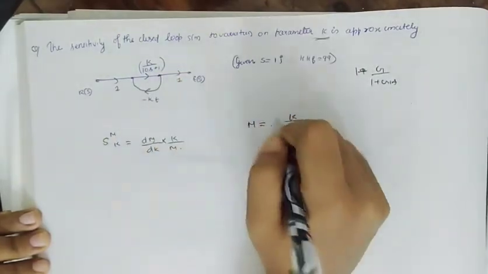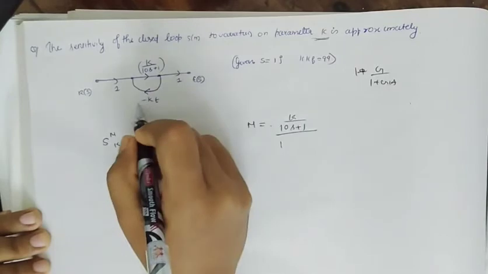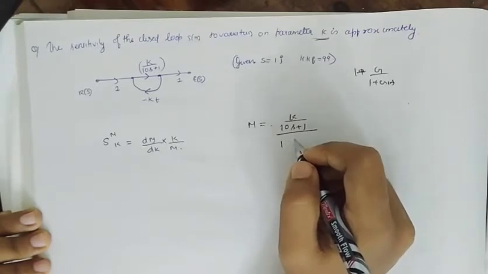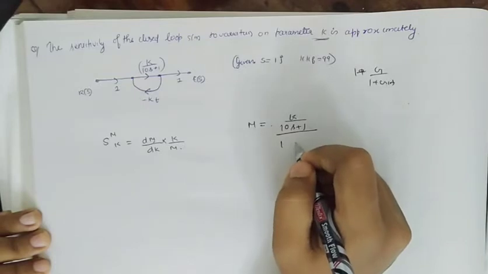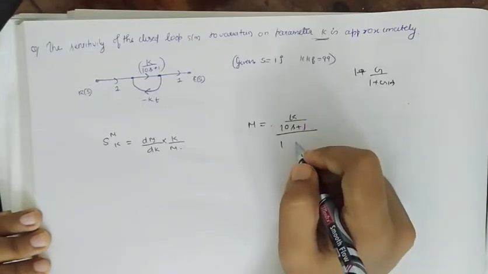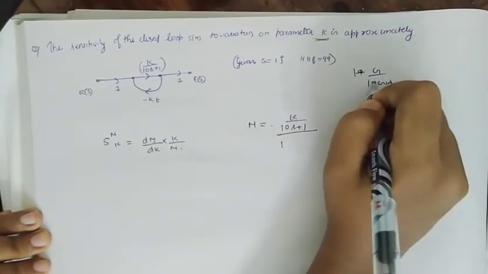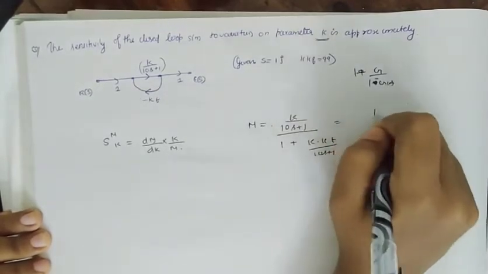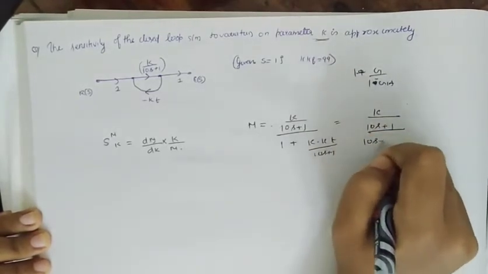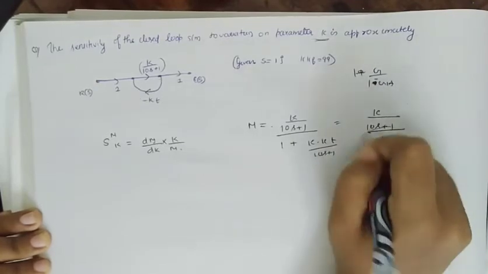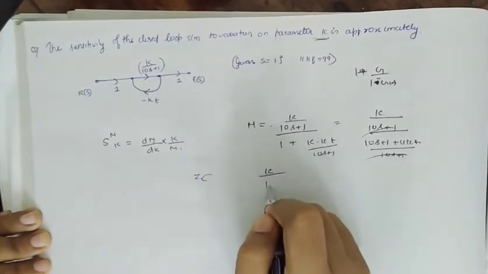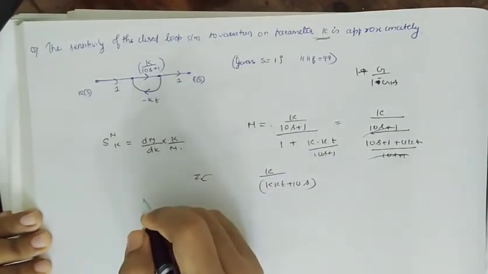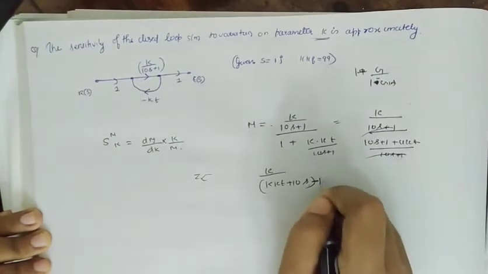G is actually 1 divided by 10s plus 1. So this becomes k into 1 divided by 10s plus 1, divided by 1 plus k into kt divided by 10s plus 1, which is equal to k divided by 10s plus 1 divided by 10s plus 1 plus k kt divided by 10s plus 1, and we'll get k divided by k kt plus 10s plus 1.